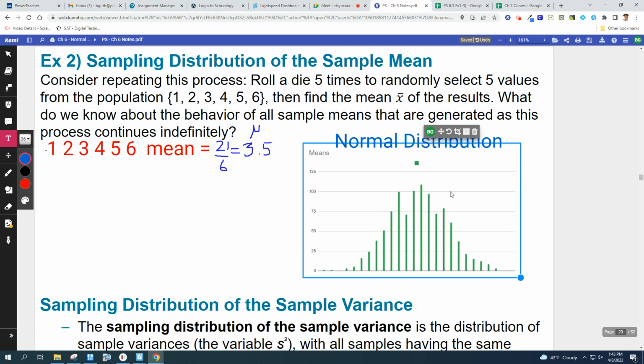Just draw a bunch of bars, make sure it's normally distributed. I don't even think you need to have the same number. We've got this normal distribution, and we know this. All right. What do we know about the behavior of all sample means that are generated as this process continues? Definitely. The question is, what do we know? Well, we know it's normally distributed. Okay. But more than that, we can talk about the means of these numbers.